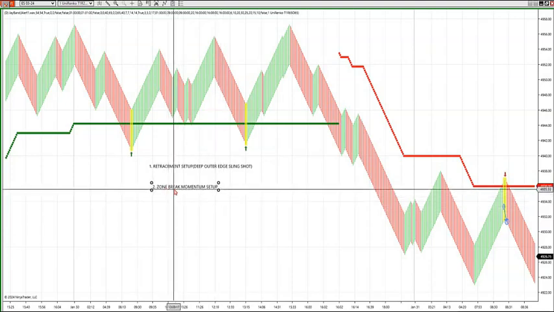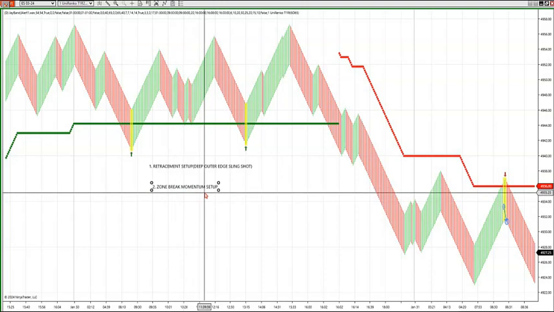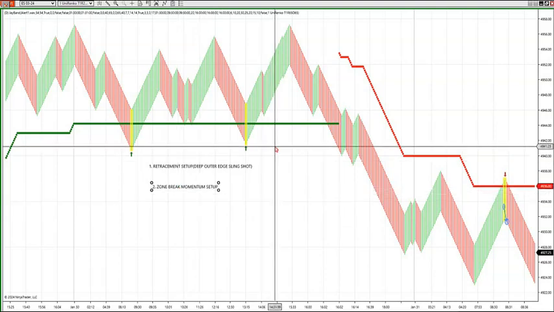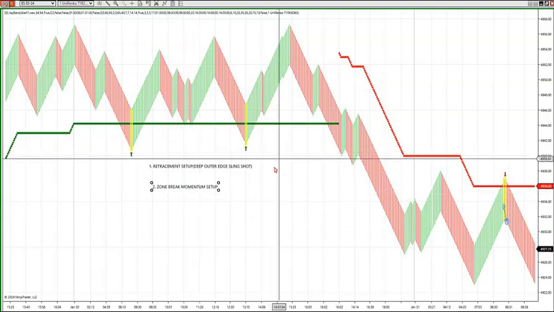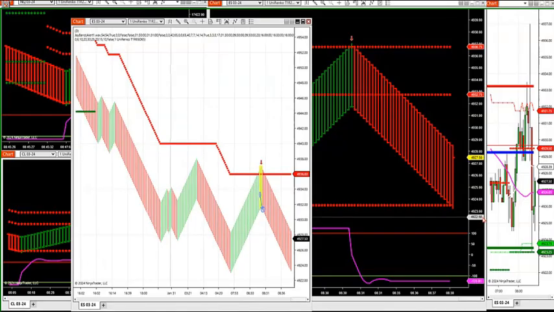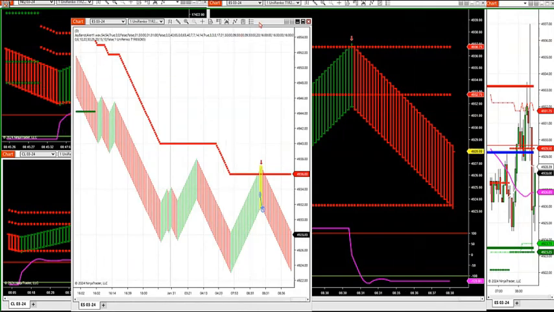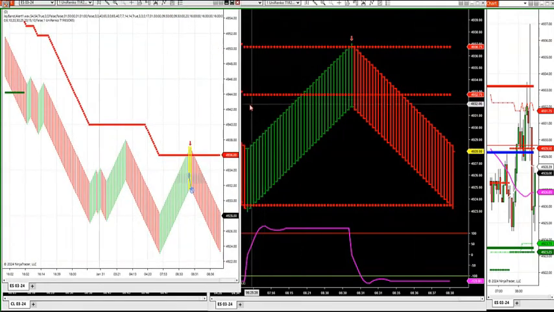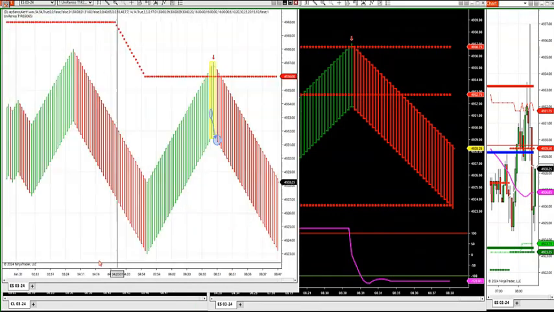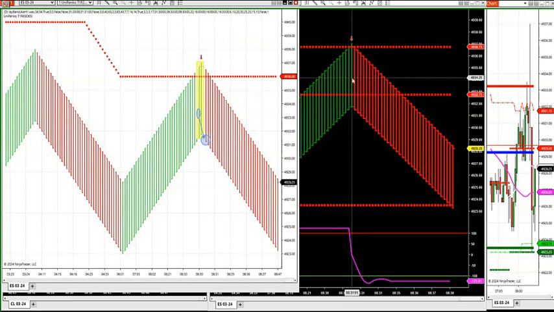The other setup we look for is a zone break. This zone break, that's when you're getting a momentum setup, when it's breaking through the zone. And we want to see those happen when we're breaking outside a high value area. So right now, you can see we're set up for one right now. Here's our outer edge trade on the software in the room. There's your outer edge trade.